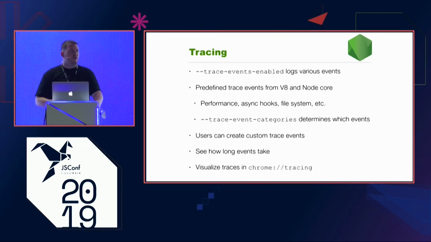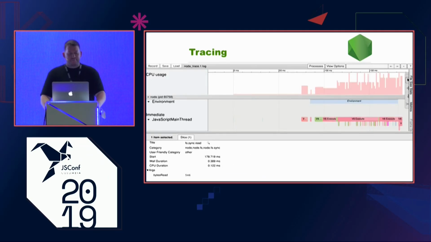Users can also create their own trace events, and you can use them to see how long an operation takes. And then inside of Chrome, you go to chrome://tracing, and you'll see a view like this. I think my cursor was lost in this screenshot, but if you look down at the bottom, you'll see fs.sync.read. So this is actually a file system read operation. You can see that I read 546 bytes. You can see when it started, how long it took, and things like that. So it's pretty useful for seeing what's going on inside of your code.